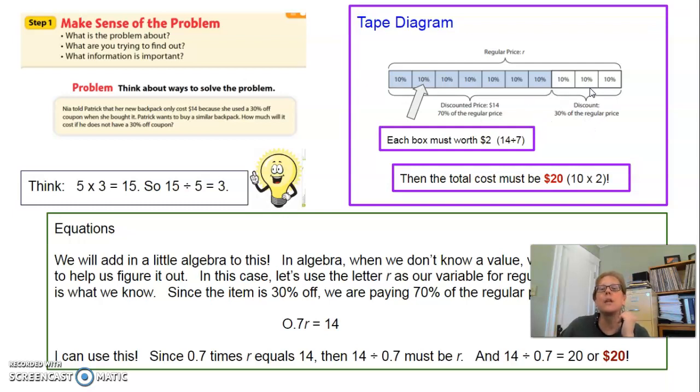So then you can do 14 plus 6. Or you can just do this. You've got 10 boxes total. Each box is worth $2.